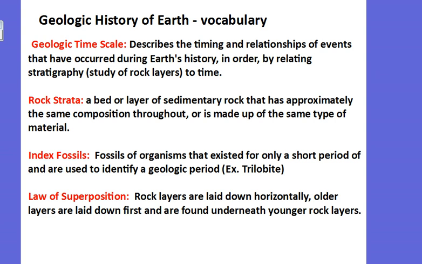Index fossils are fossils of organisms that existed for only a short period of time, and they're found all around the world, and these are very helpful to help identify a geologic period. Because they lived for such a short period of time in Earth's history, they mark these different periods in time. And one example we talked about is a trilobite.